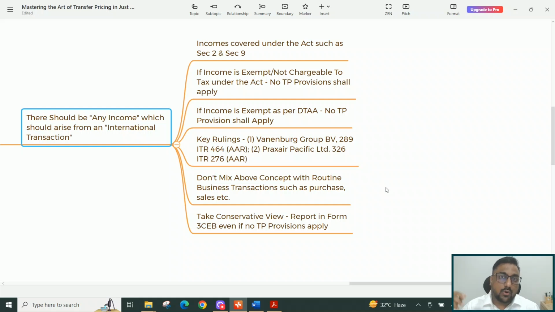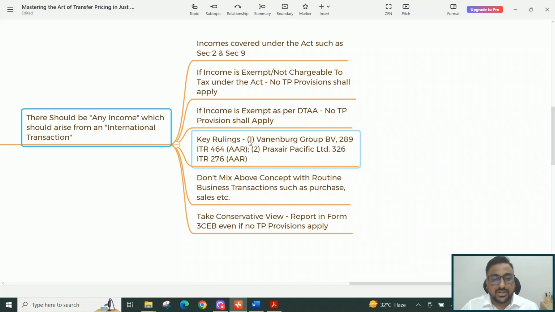Alright, now what if that income is chargeable to tax under the Act but it is exempt under the DTAA? Then also no TP provisions shall apply. Let me clarify that in certain capital gains transactions, where there is a sale of shares or any other capital asset, there could arise a tax liability in the other country in which the particular asset is located, and that is where courts have held that on certain transactions you cannot apply transfer pricing provisions, because that particular income was not chargeable to tax under that jurisdiction itself by virtue of the DTAA.